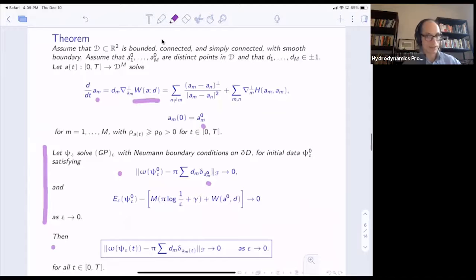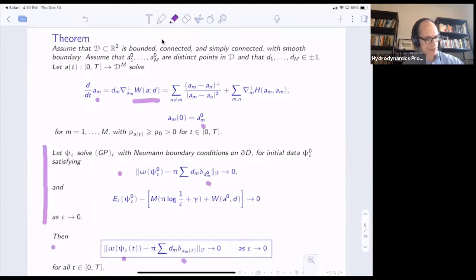Okay, and this is a theorem from around the late 90s. Since then, there are little improvements. The improvements would say, for finite epsilon, for epsilon small enough, they would give an estimate of the distance in the flat norm between the vorticity of psi epsilon and the trajectories given by the ODE. So there are so-called quantitative results that give stronger estimates.